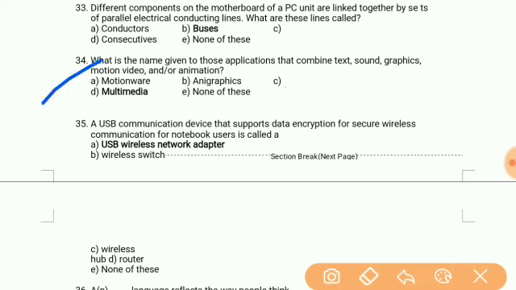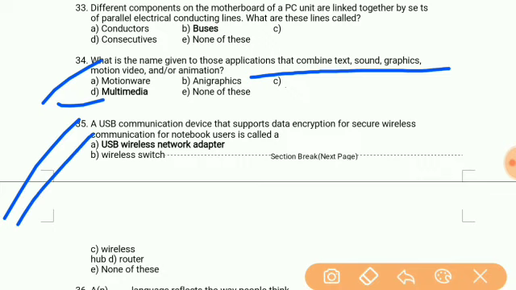Then what is the name given to those applications that combine text, sound, graphics and motion video and or animation? Those applications are called multimedia, where you get text, sound, graphics, motion video, animation, all of it. That is multimedia.